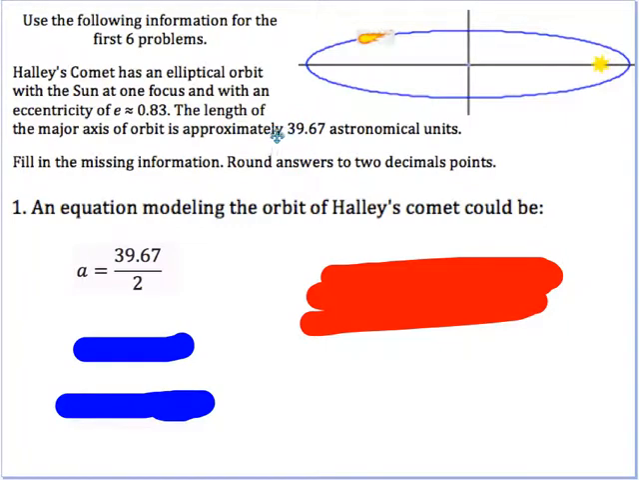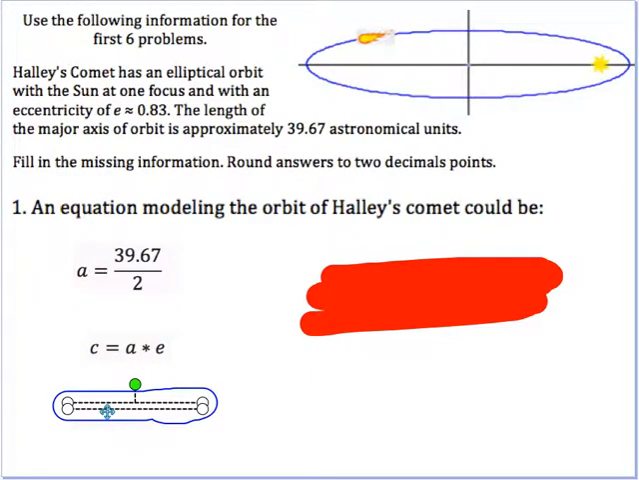So the first thing we want to do is figure out what A is, and to do that you're going to take your major axis, because this is the picture. Please use your diagrams and your pictures. Your major axis is this horizontal here, and so you're going to do 39.67 divided by 2. That will give you your A value. Then use that information to find C. To find C, you're going to do A times your E value. Your eccentricity is right there. So just multiply those two together, and that gives you your C.